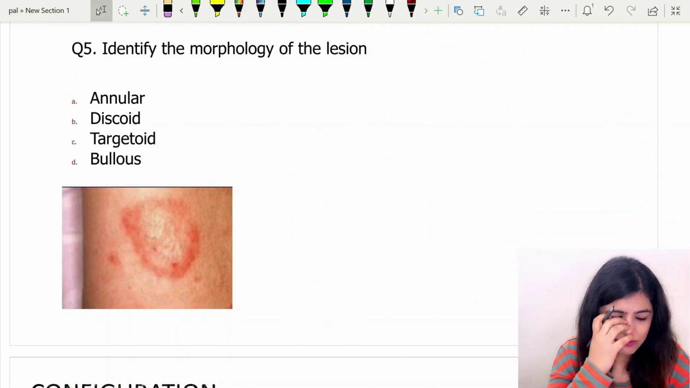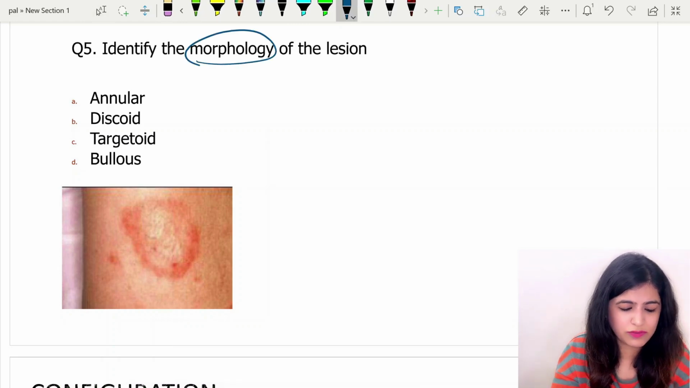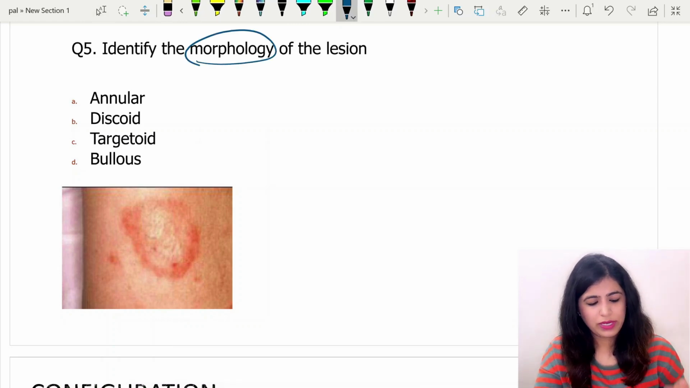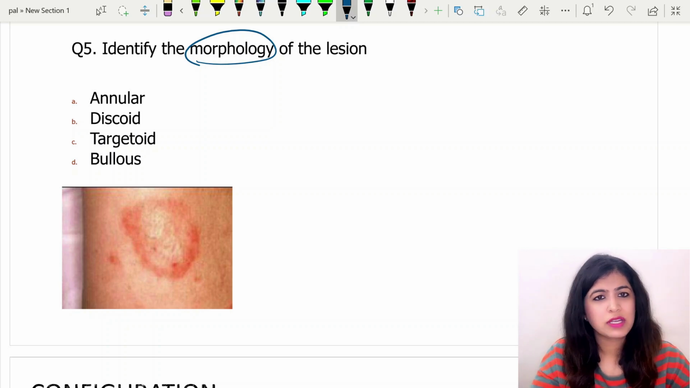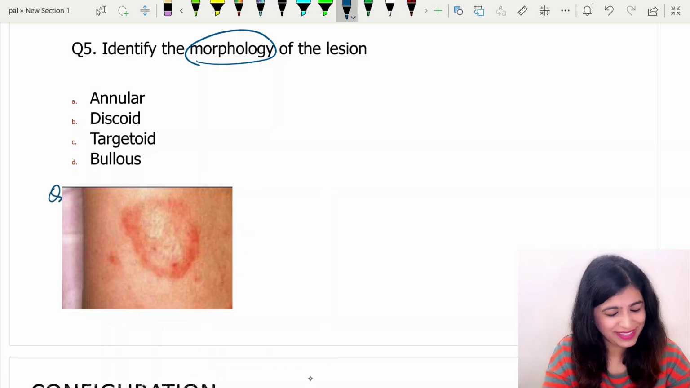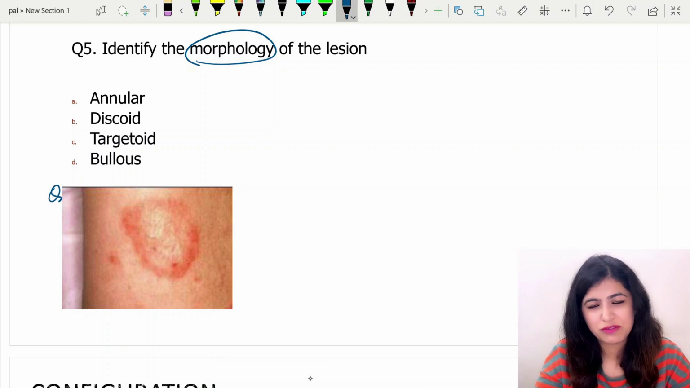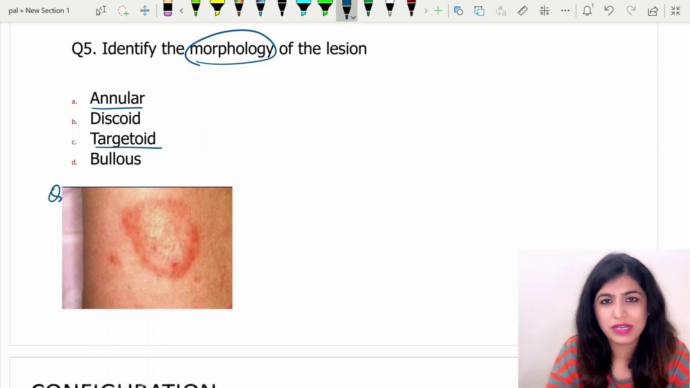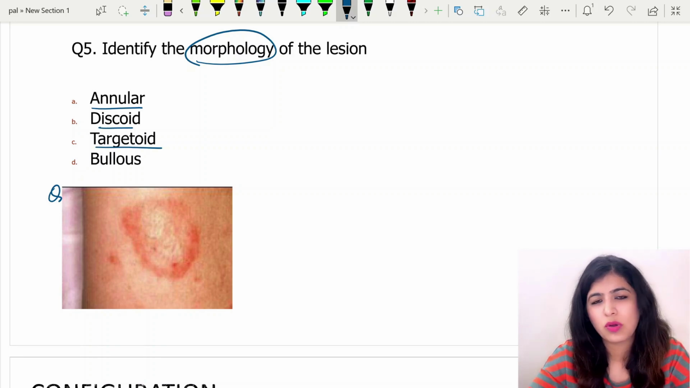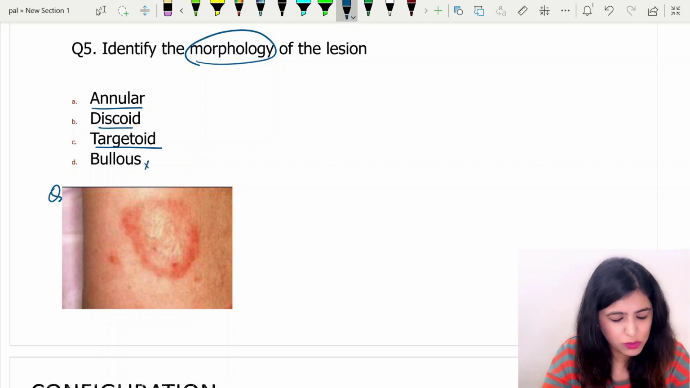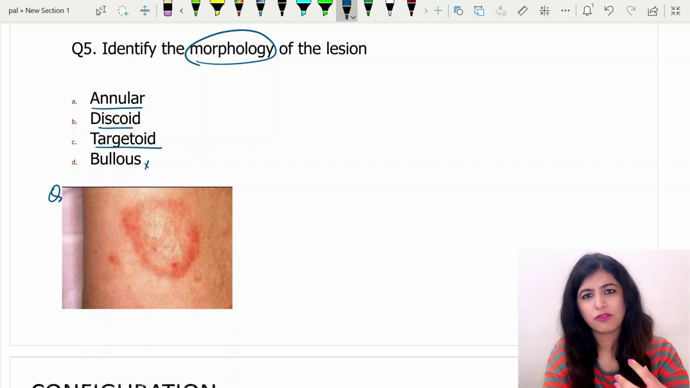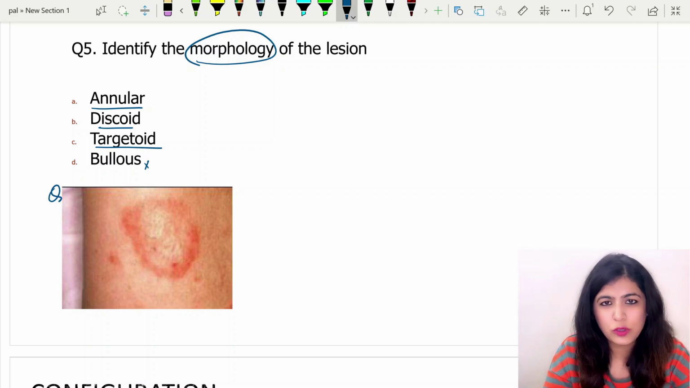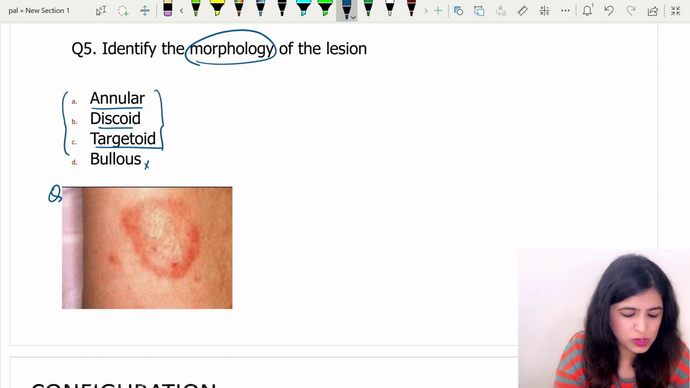Coming to question number 5. What is the morphology of this lesion? Annular, discoid, targetoid, bullous. On the face of it, it looks like a very simple question. All of you can answer it, but the image that they gave and the options that they gave did confuse a fair bit of students, as per the feedback that I received. They got confused between annular and targetoid, and a few even thought it was discoid. Yes, bullous most of you ruled out, because we know that bulla has to be a clear fluid filled lesion. So bullous could be ruled out, but these three options were pretty confusing.